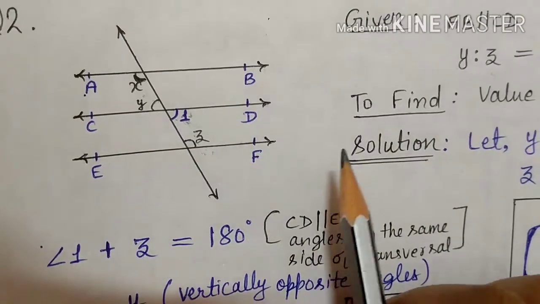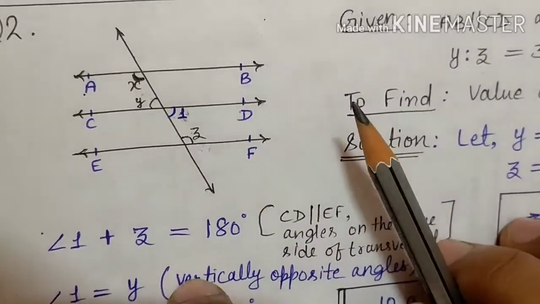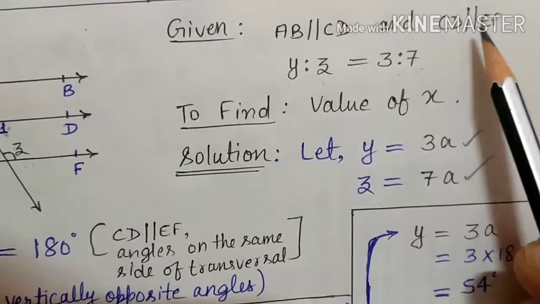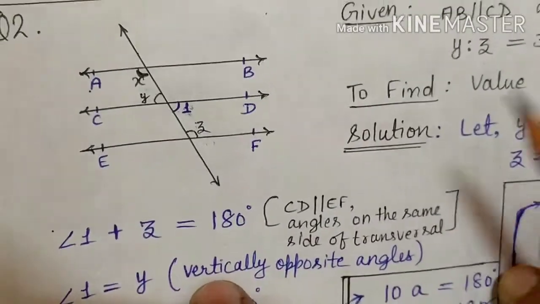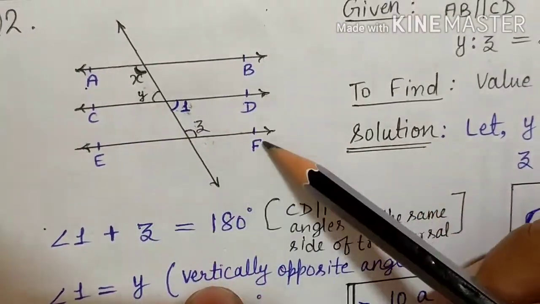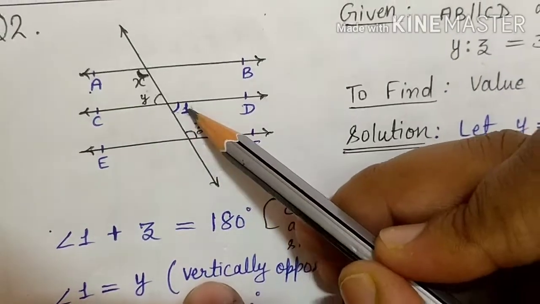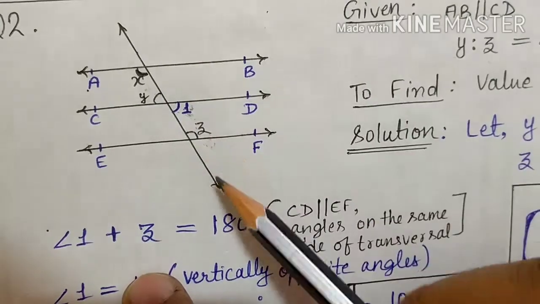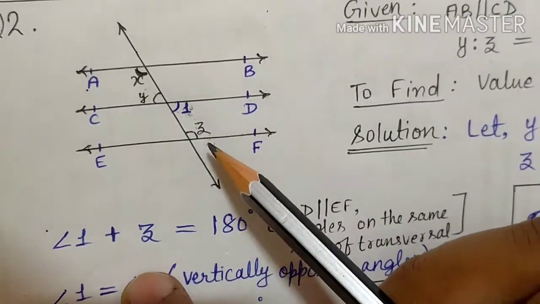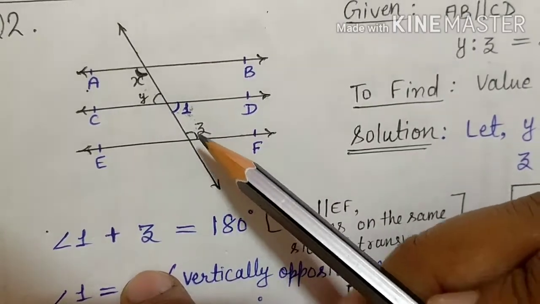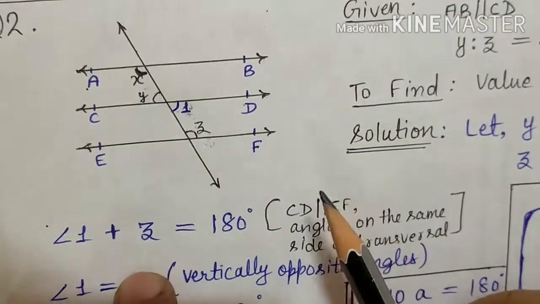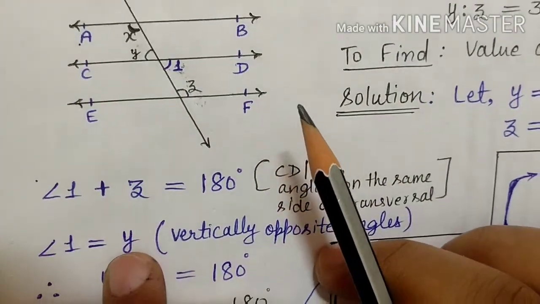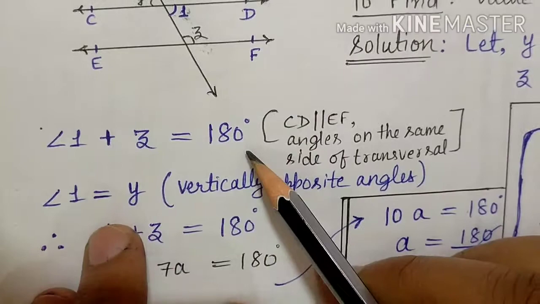side of the transversal. As we have already learned, it is given already that CD is parallel to EF. So definitely this 1 and this z, their sum will be what? 180 degree, because they are making angles which come on the same side of the transversal. So the sum of interior angles will be 180 degree. So 1 plus z equals to 180 degree.